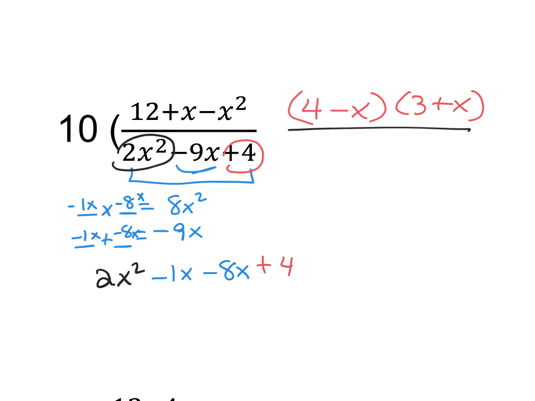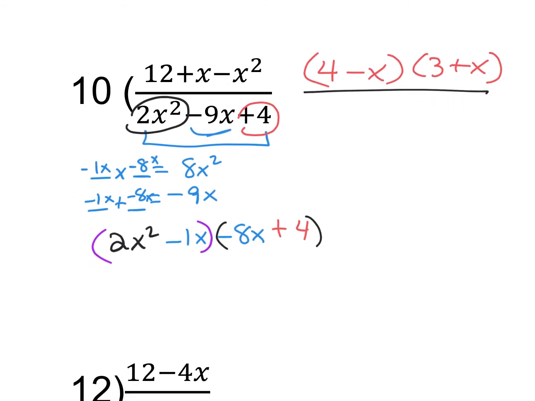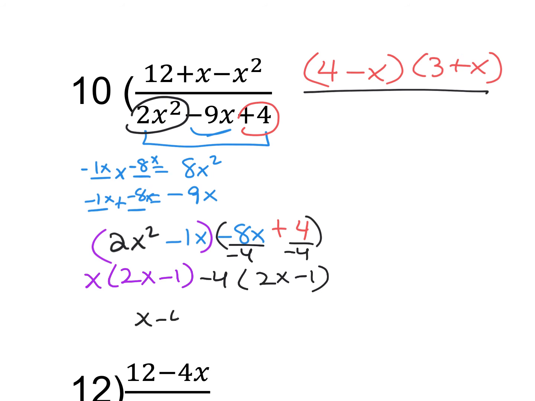Now you're going to make your groups. So I'll make a purple group and I'll make a black group. So the GCF of purple is going to be x, leaving 2x minus 1. The GCF of the black group is going to be, and again, I want it to look the same, so I'm going to pull out a negative 4. And then I'm left with 2x minus 1. So the factor for that trinomial is x minus 4 and 2x minus 1. So x minus 4 and 2x minus 1.